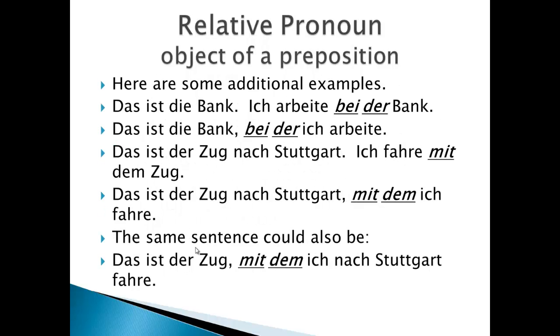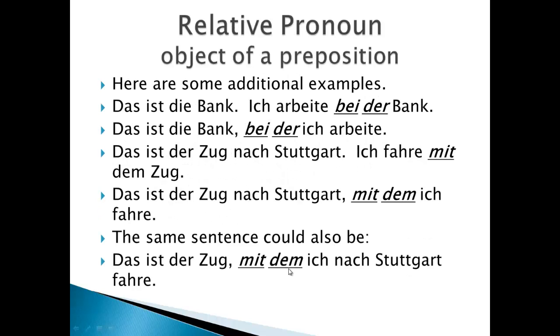Some additional ones we have: "das ist die Bank, ich arbeite bei der Bank," and then we make it, "das ist die Bank, bei der ich arbeite." Or "das ist der Zug nach Stuttgart, ich fahre mit dem Zug." "Das ist der Zug nach Stuttgart, mit dem ich fahre." Or that could also be rewritten as "das ist der Zug, mit dem ich nach Stuttgart fahre." So chances are good if you do see that preposition in the sentence and you need to include that, this is going to precede the relative pronoun.